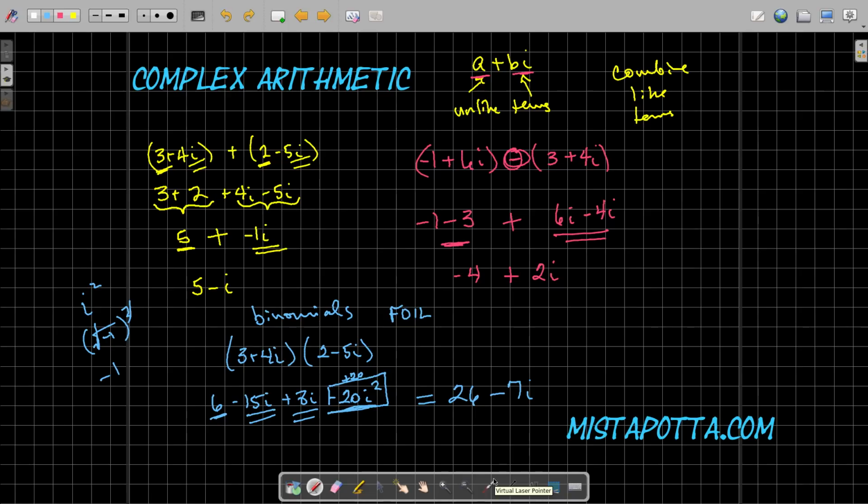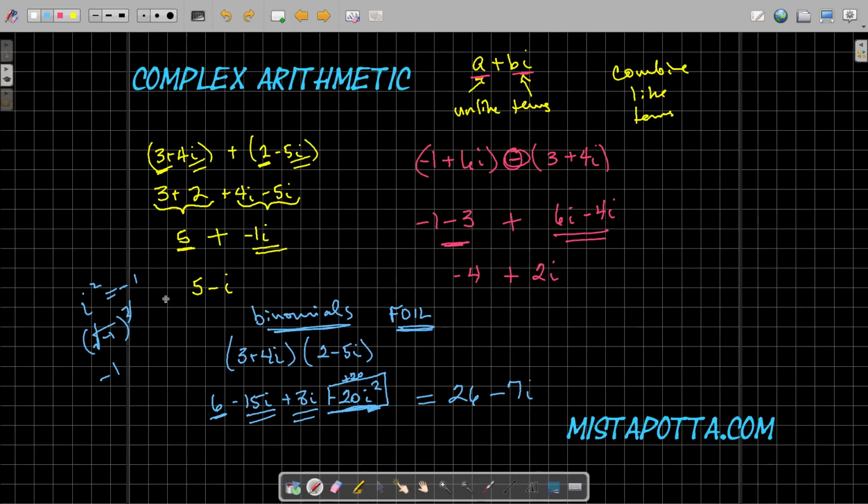So even though multiplying these two complex numbers looks complicated, in reality, we're using the same FOIL that we learned in Algebra 1, the same techniques that we had to multiply two binomials together. The only difference is instead of having an x and an x squared part, we have an i and an i squared part. And this i squared part we deal with because the fact that i squared equals negative 1. So that's addition, that's subtraction, that's multiplication.